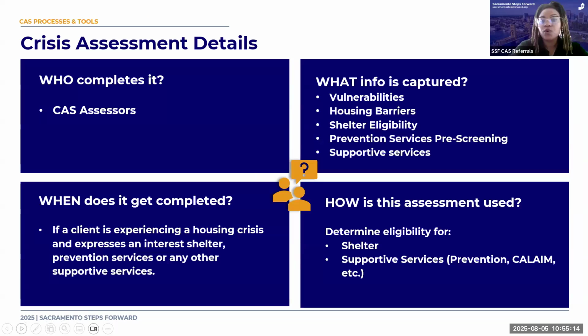Crisis assessment details: who completes it? A CAS assessor, right? The folks who finish this training will be able to have access to this. What is the info that is captured? Vulnerabilities, housing barriers, shelter eligibility, prevention services, pre-screening, and then supportive services as well. And when does it get completed? If a client is experiencing a housing crisis and expressing an interest in shelter, prevention services, or any other services or support services, definitely a CAR assessment should be done. And then how is this assessment used? Well, it determines eligibility for shelter and supportive services. Next slide.